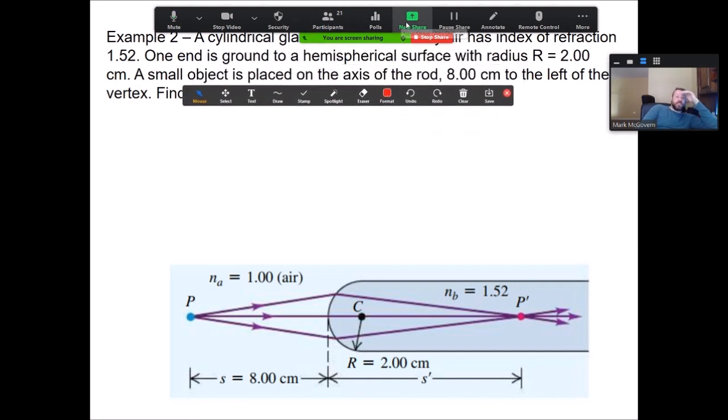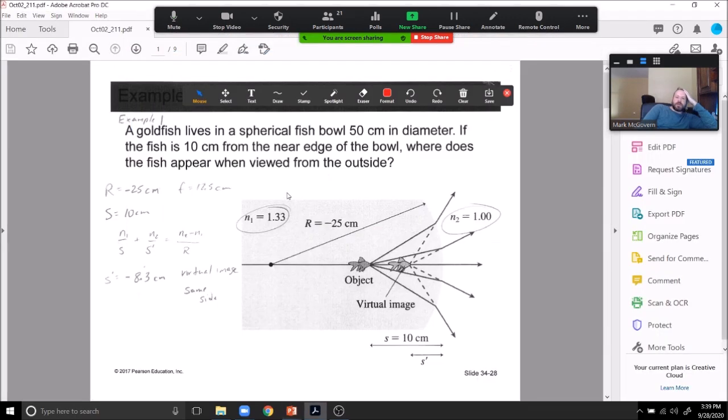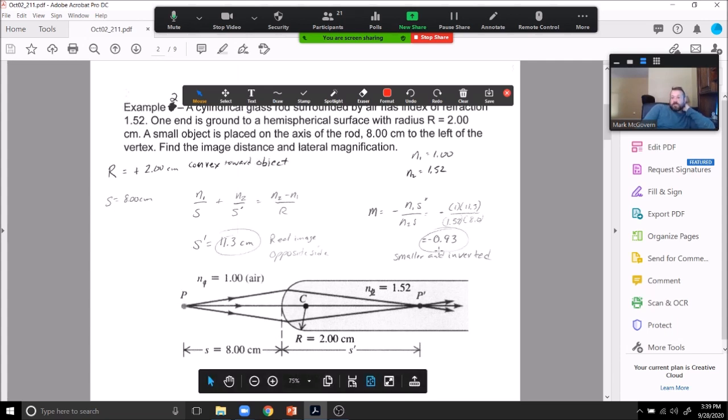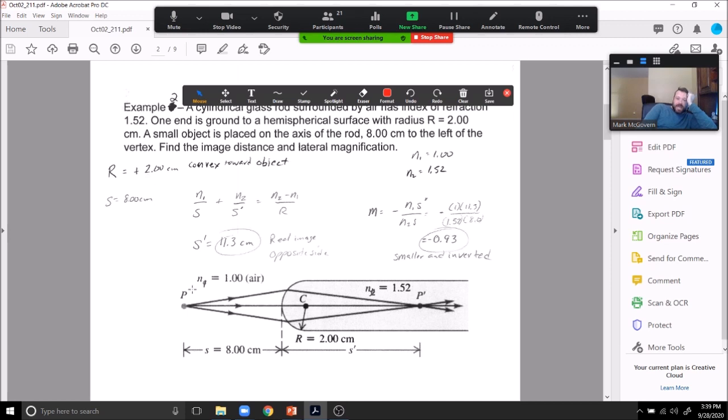Let's just get into it and start defining the conventions here. All right. So when we do this, we are convex toward the object. Our object's at P. The surface opens up away. That's convex towards. So we have a positive 2 centimeters here. N1 is going to be the air, 1, and N2 is going to be the glass, 1.50. The object distance is at 8 centimeters. So we have everything that we need here.